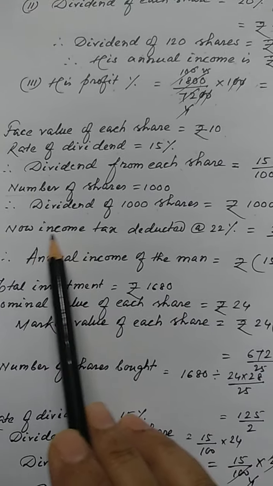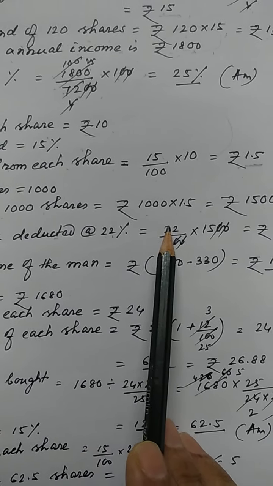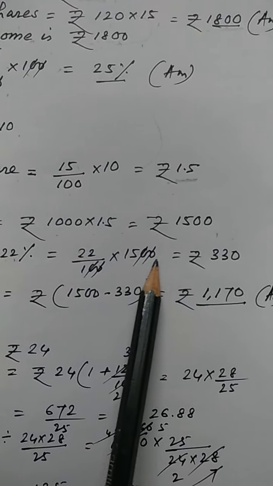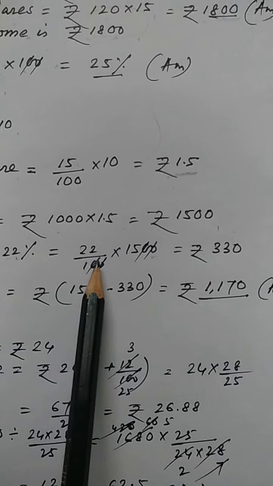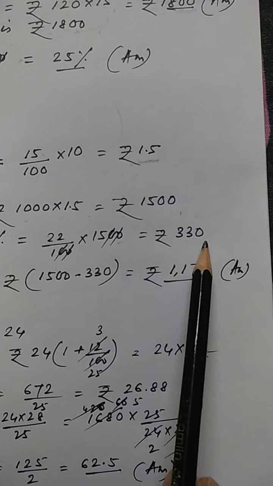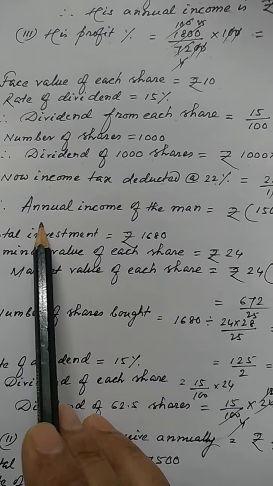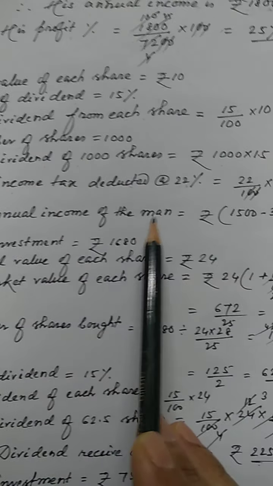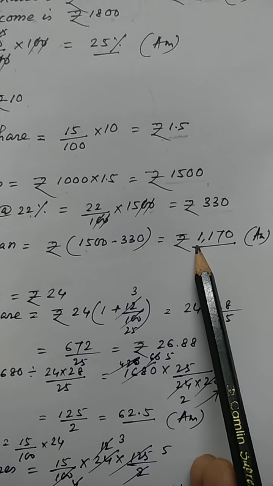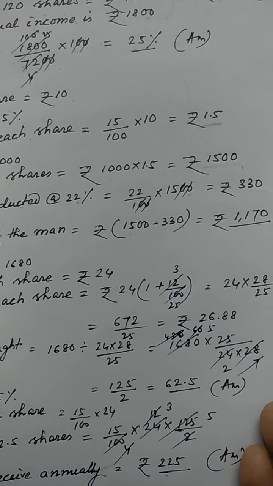Now income tax deducted at the rate of 22%, that will be 22% of 1500 rupees. So 22 by 100 into 1500, cancelling this 0 and this, it is coming 330 rupees. So this 330 rupees will be deducted from this 1500 rupees. So the annual income of the man will be 1500 minus 330, that is rupees 1170, and this will be his annual income.